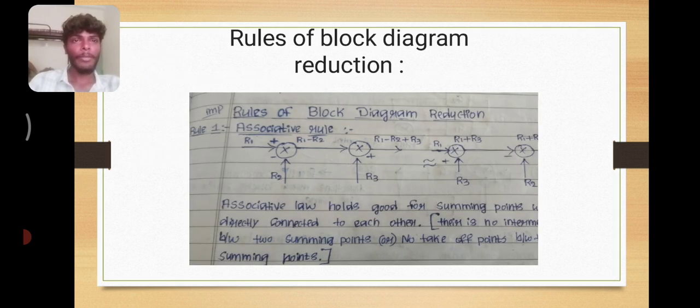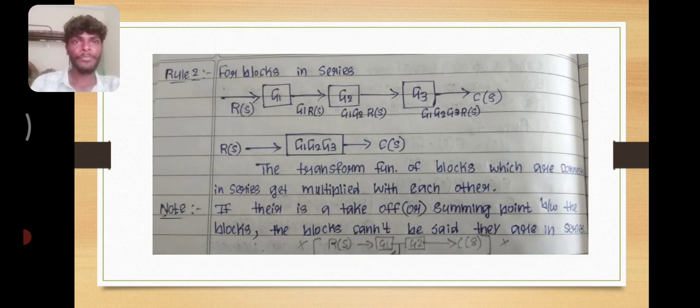Rules of block diagram reduction. Rule 1, associative rule: the associative law holds good for summing points that are directly connected to each other, with no interaction or takeoff points between the summing points. Rule 2, blocks in series: the transfer functions of blocks connected in series, G1, G2, G3, get multiplied with each other.